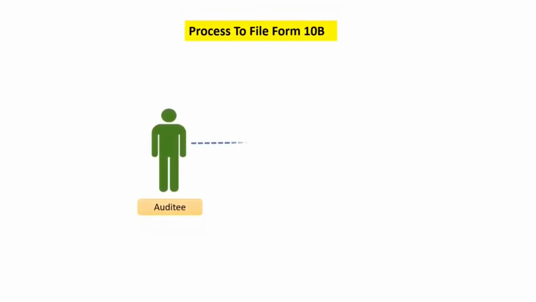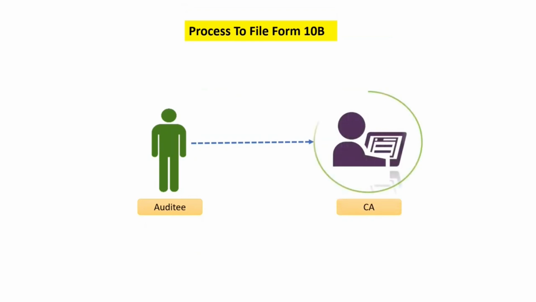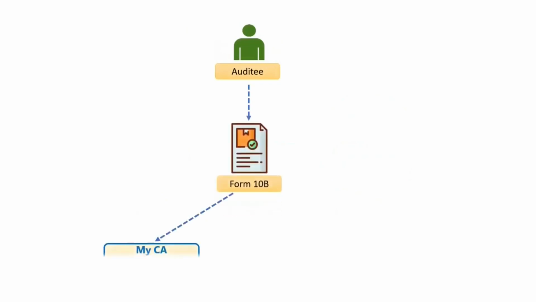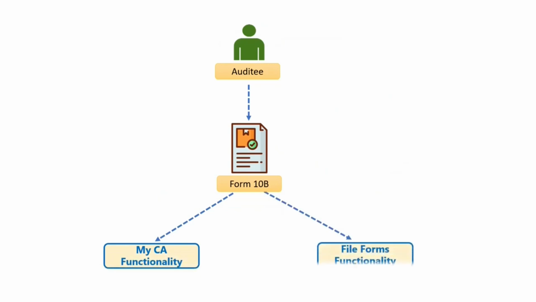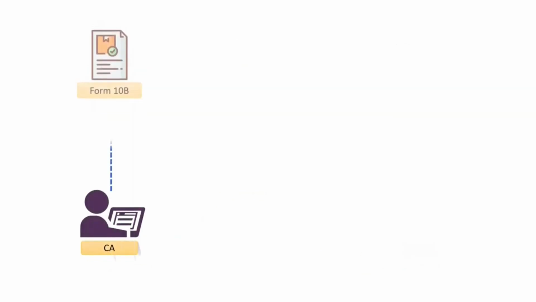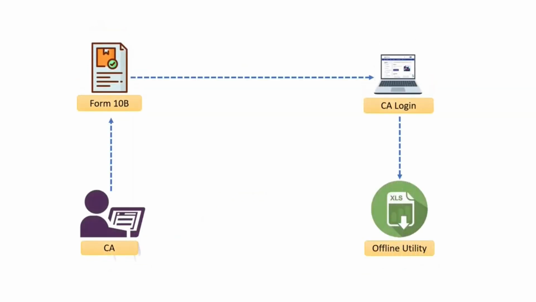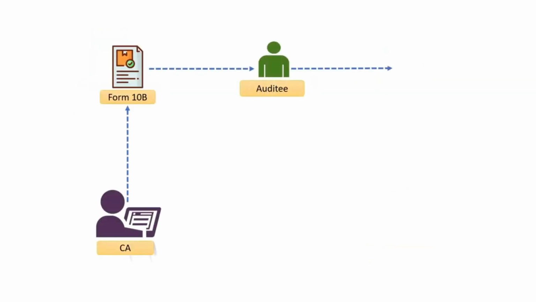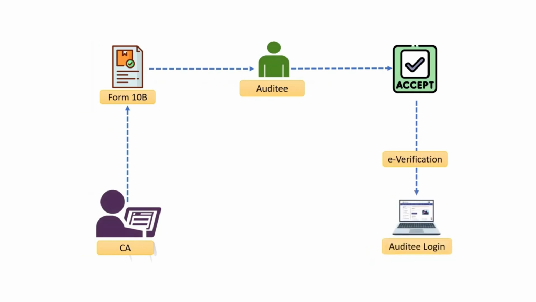The process for filing Form 10B is that the auditee shall first be required to add a chartered accountant on the e-filing portal. After adding the chartered accountant, the auditee would be required to assign the relevant form, that is Form 10B, either through My CA functionality or through File Forms functionality. The CA is required to accept the request under the CA login and upload the form under CA login using the offline utility and submit using the digital signature certificate under the CA login. The form will thereafter be required to be accepted by the auditee, and the auditee is required to complete the process of e-verification under the auditee login.